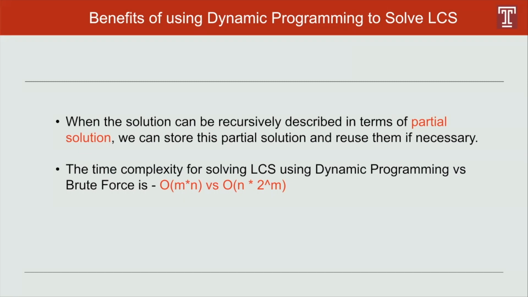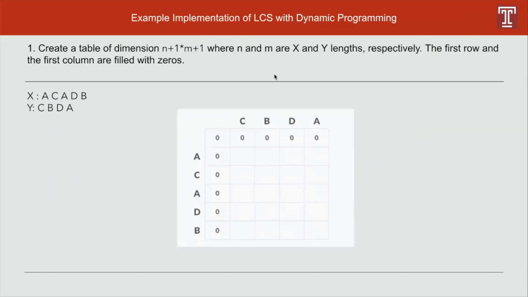So how can we solve this problem? Let's say x is a sequence and y is a sequence. We have to find the longest common subsequence. At first we have to create a table of dimension m into n, where m and n are the lengths of x and y respectively, and the first row and the first column have to be filled with 0. So what do we have to do? We have to make a row and a column, and the size will be m plus n.